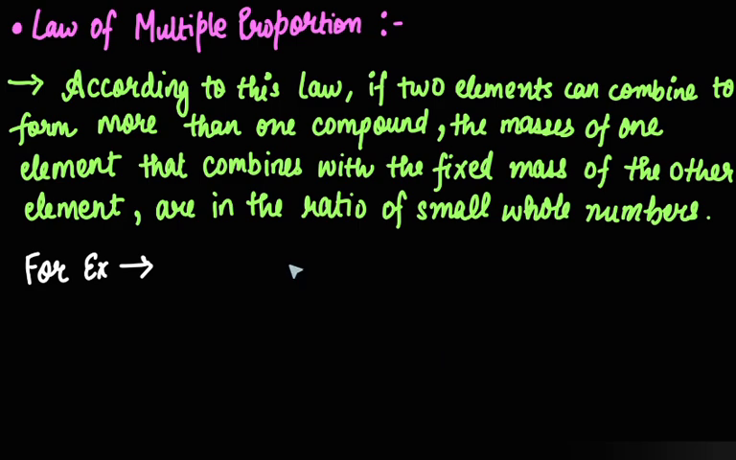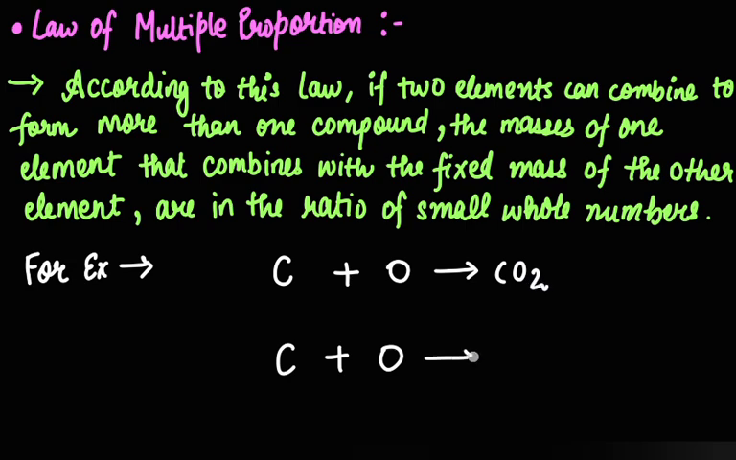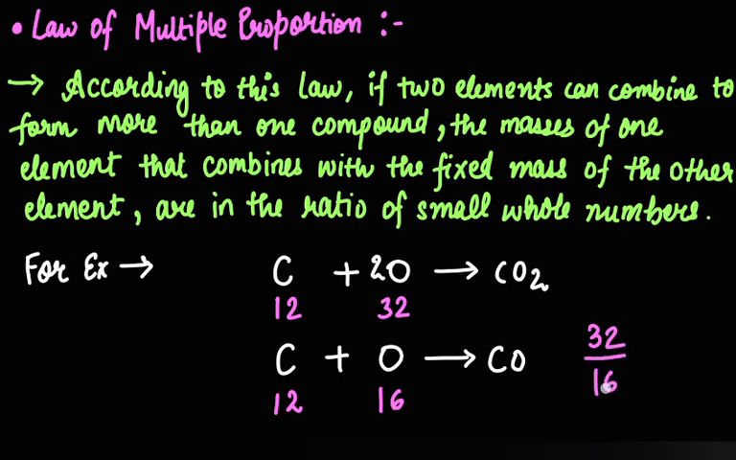Now let us take two elements, carbon and oxygen. Again carbon and oxygen, as it forms more than one compound. Therefore, this forms your carbon dioxide and this forms carbon monoxide. Now here in this equation, we need 2 atoms of oxygen to make this equation balanced. Therefore, the atomic mass of carbon is 12 and oxygen here it's 32 and here it's 16. Now let's check the ratio between these two. Therefore, the ratio will be 32 upon 16, which is 2 to 1.